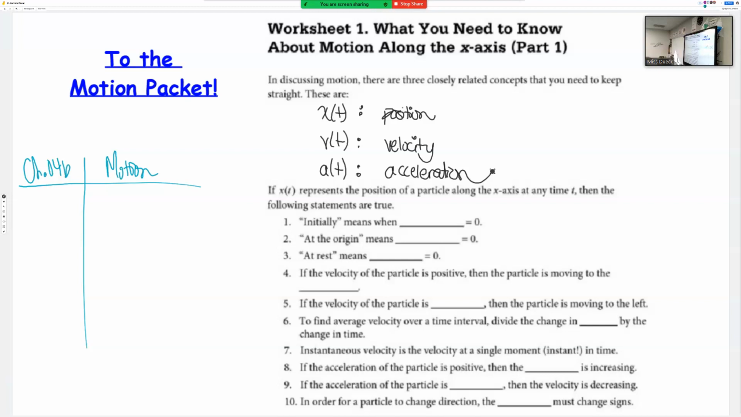You can fill in what it means. If nothing else, just write the important phrases. Write initially. Write at rest. At the origin. If the velocity is positive, then the particle is moving to the right. Initially, at the origin, at rest.